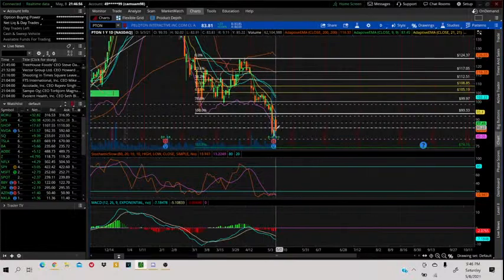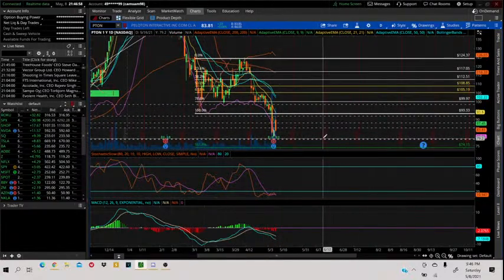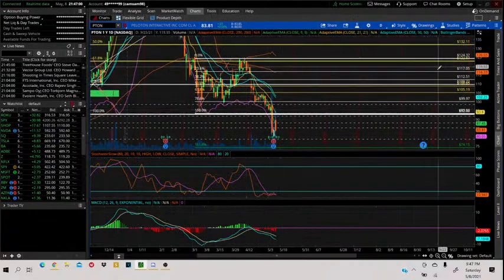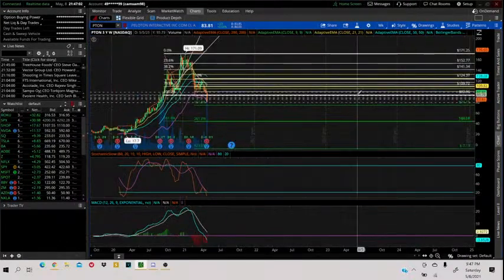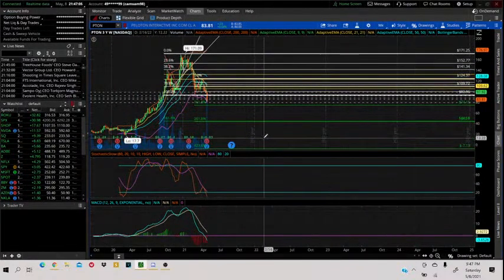Or then it could just drop down. Like I said, I got the support and resistance lines already showing up for my time frames and everything like that.